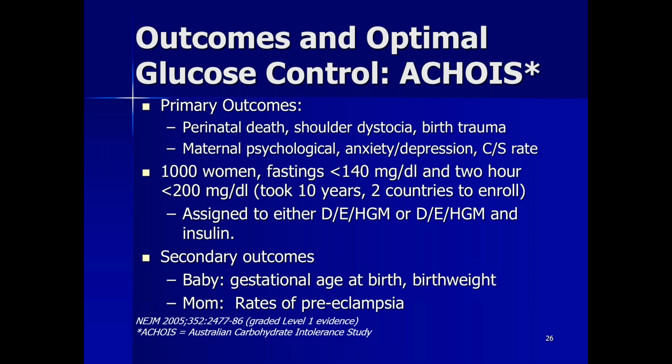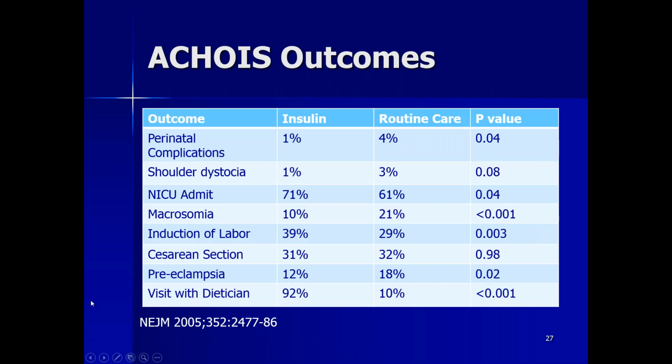Their primary outcomes were death within 30 days of delivery, shoulder dystocia, birth trauma, and then they also had a look at maternal psychologic and anxiety and depression scores because of the stress of being treated for a chronic disease. Their secondary outcomes were gestational age at birth, so looking at preterm birth, birth weight, and rates of preeclampsia. So those secondary outcomes, some of them were quite similar to what HAPO looked at.